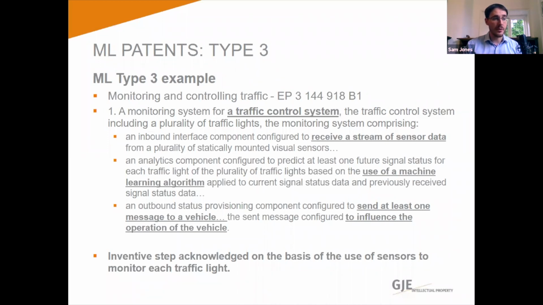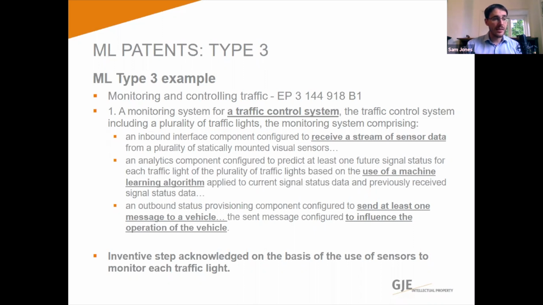The machine learning algorithm is just being used to provide the ability to make a prediction on what future signal status for the traffic light system will be. So, if I was drafting this claim, I would perhaps even consider not even mentioning machine learning at all, because it's not really relevant to the invention.